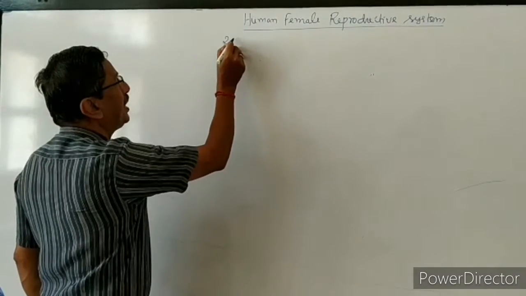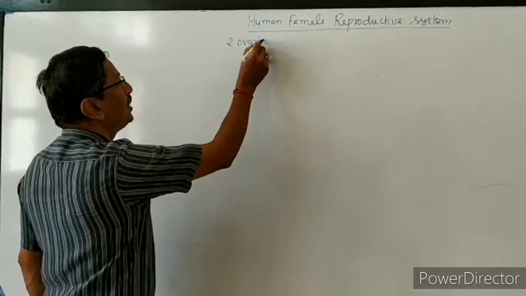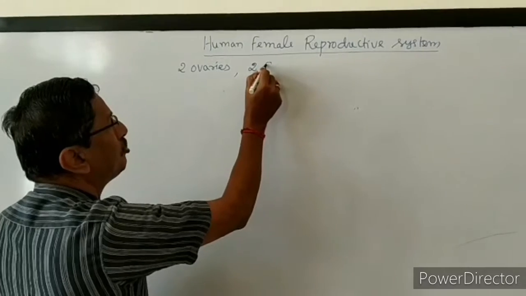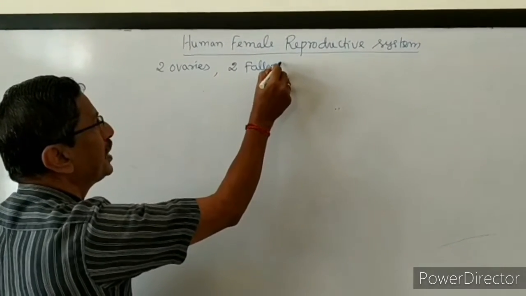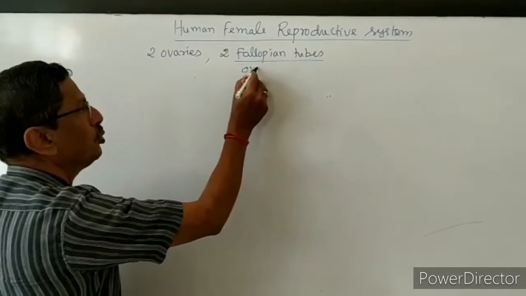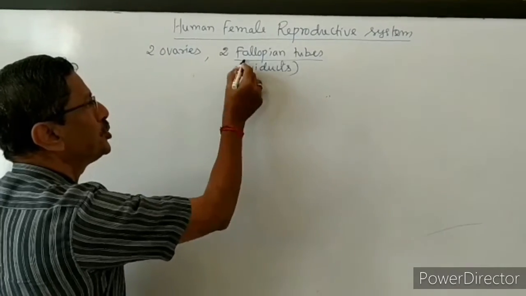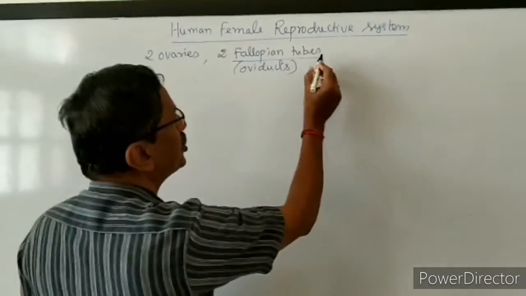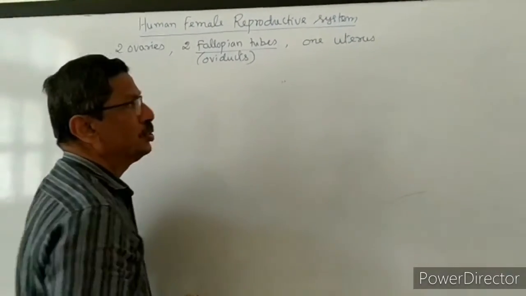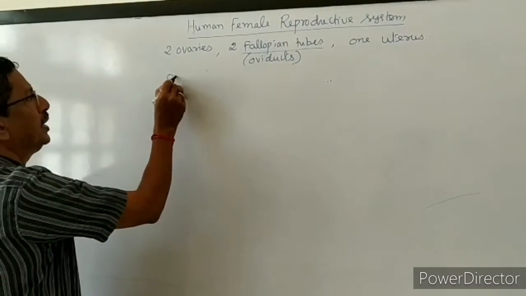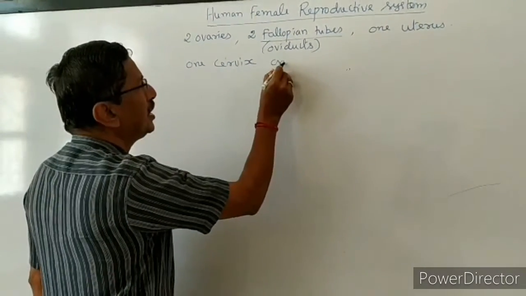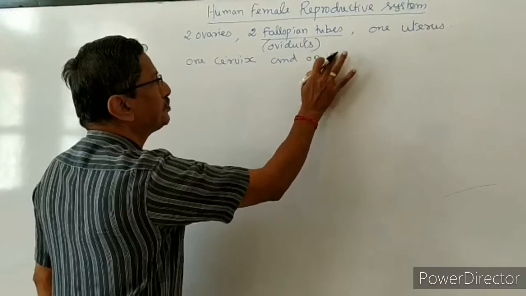The first one is a pair of ovaries. Ovary singular, ovaries plural. Then a pair of fallopian tubes are present. The fallopian tubes are also called oviducts. Then one uterus, a special organ, is present. Then one cervix, which is a valve, and one vagina.